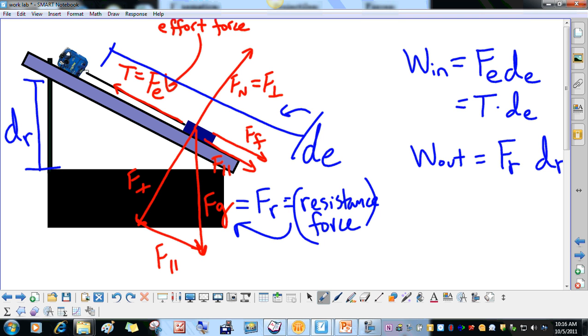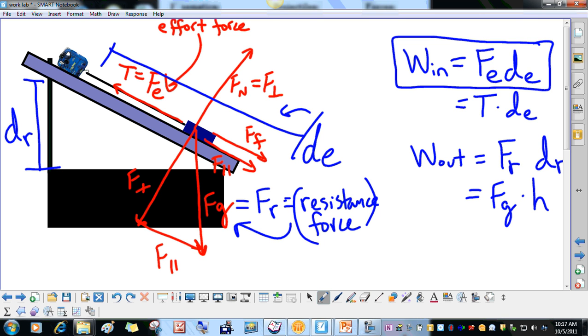Okay, so work is resistance force, which ends up just being gravitational force, in this case. It's not all problems, just this problem, times the height. I don't want you to think that's the definition for all work. But in this problem, it's gravitational force times the height of the ramp. This is tension times the length of the ramp, d. This equation is always true. This is just specific to this particular problem. And same thing here, this is always true, but Fg times h is specific to this problem.